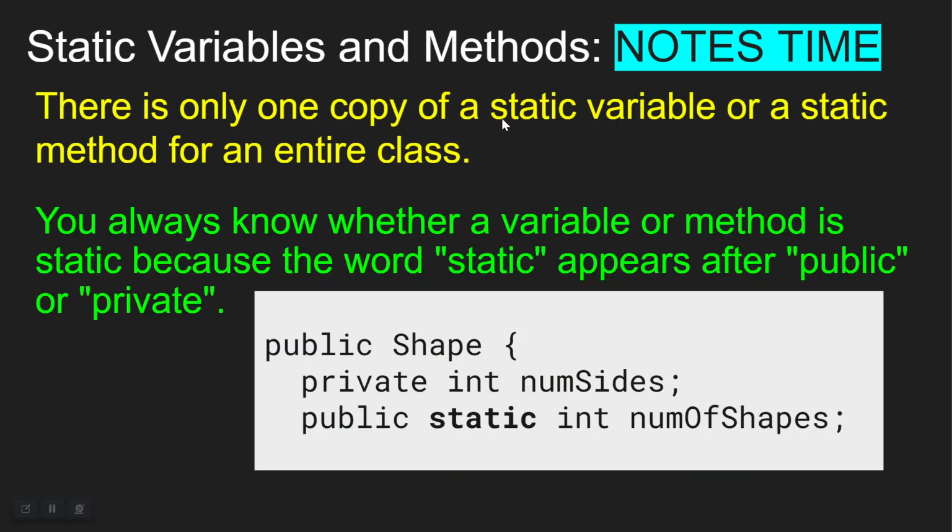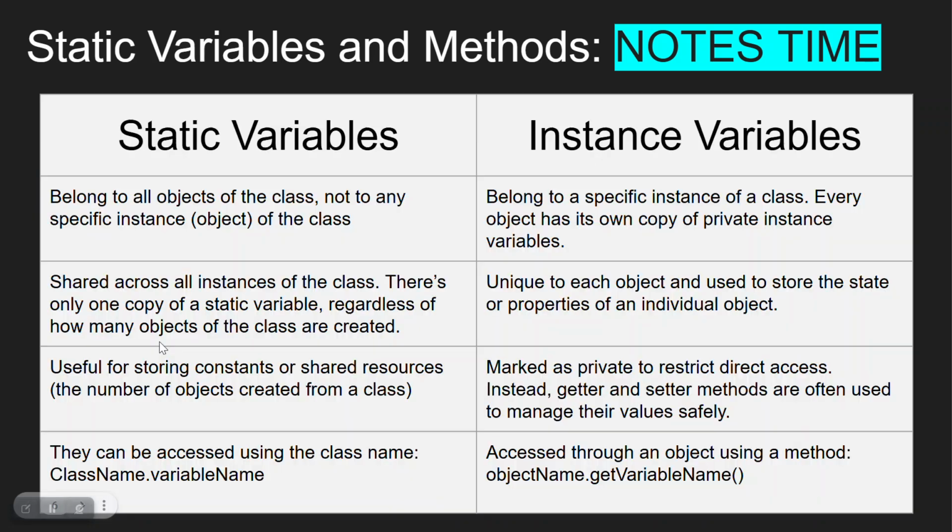There's only one copy of a static variable or a static method for an entire class. You always know whether a variable or a method is static because literally the word static appears after public or private. So private int numSides is obviously a non-static instance variable, but public static int numOfShapes is a static variable that belongs to the entire class. It's that simple. If you see the word static, that means it's a static method or a static variable. If you don't see the word static, then it is non-static.